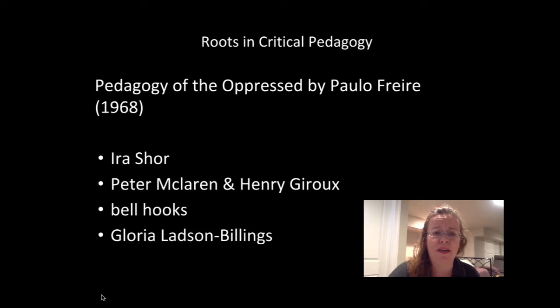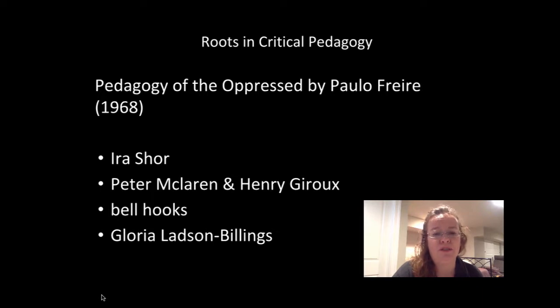So, some origins of critical literacy. You may have heard of critical pedagogy, and certainly critical literacy can be considered a subset of critical pedagogy. Often we trace critical pedagogy to a seminal text titled Pedagogy of the Oppressed, written by Paulo Freire. It was published in 1968 in Brazil, but didn't reach the United States until the early 1970s. Some key people working in critical pedagogy are Ira Shor. Ira Shor was a student of Paulo Freire.